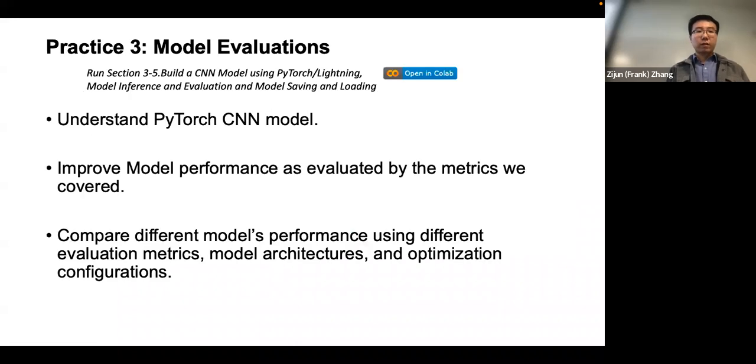So that brings us to our last practice for today, which is model evaluations. Please run sections 3 to 5 till the end of the notebook. For the practice, you can try to understand what each line of the PyTorch CNN model does. I just explained it to you in my language, but hopefully you will get a better understanding. Right now the model's performance is less than ideal as evaluated by those metrics we just introduced. So you should try to see if you can improve the performance by tweaking the hyperparameters and model architectures.